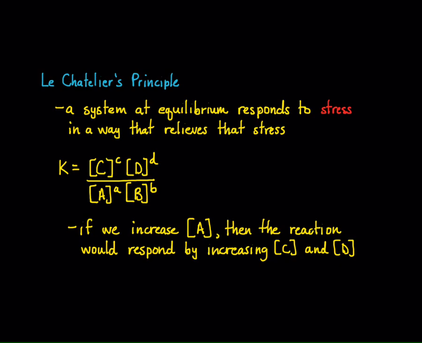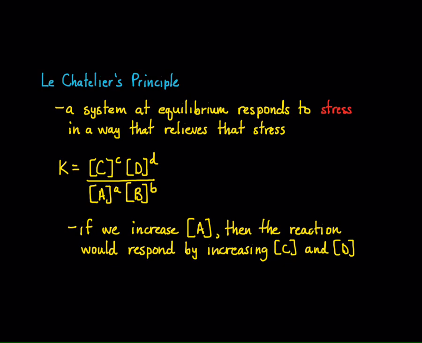So it's possible that A, oftentimes A might be a solvent. There's a huge excess amount of A. B is our limiting reactant. But we get a lot of C and D because A is in a higher concentration.